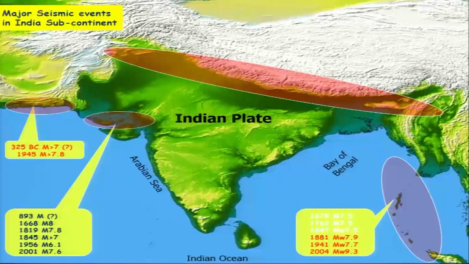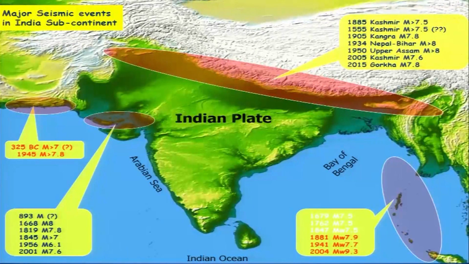We will talk more about the Himalayan zone here. If you look at the past historical data, we have earthquakes in 1885, 1555, 1905, 1934, 1950, 2005 and 2015. These are all earthquakes which are greater than 7.5. We have not listed any earthquake which is less than 7 in this list.